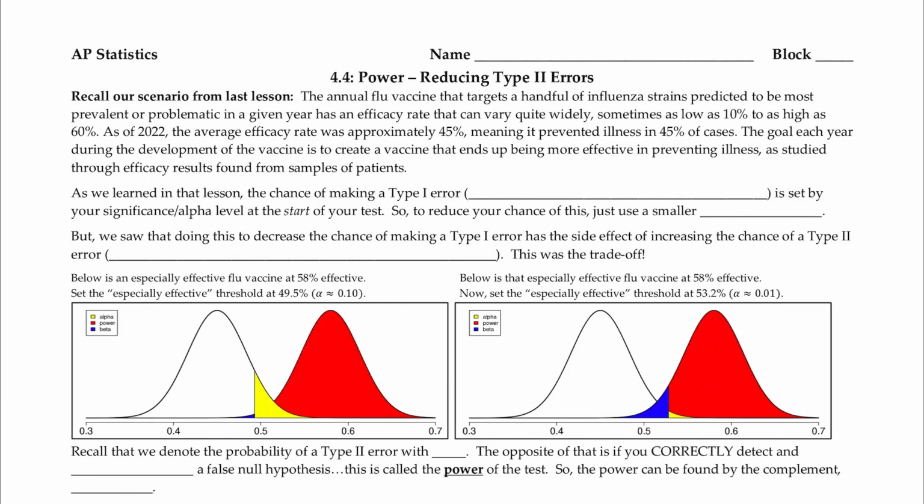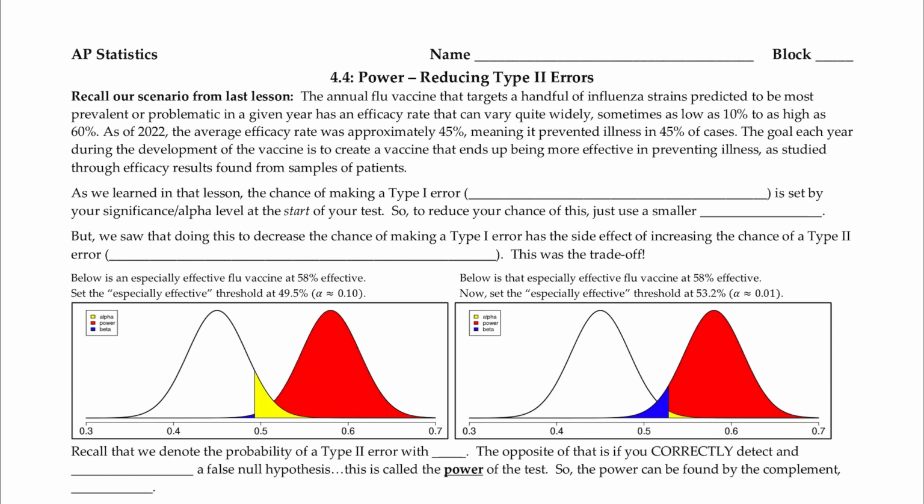Hi, welcome to Video Notes 4.4, where we're going to talk about something called power. Power is basically the idea behind how to reduce a type 2 error. We're going to focus a lot on type 2 error because that one, if you recall from last notes, is a bit more hypothetical. There's a little bit more unknown with that than with the type 1 error. We have a little more control over type 1 compared to type 2.